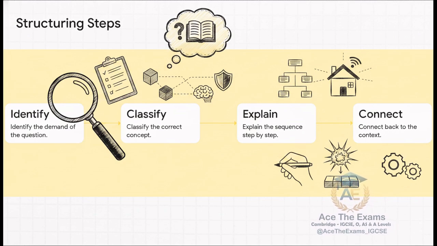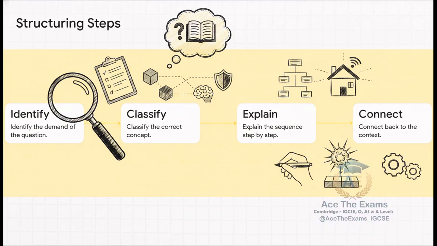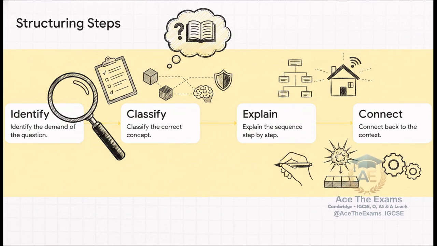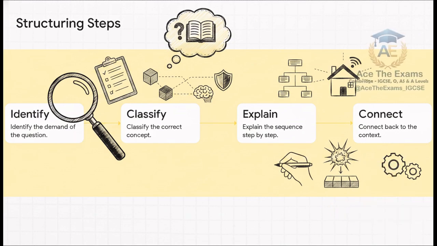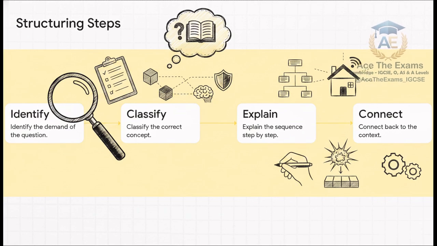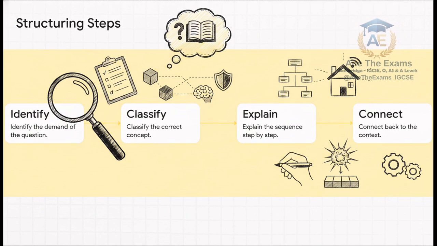All right, let's talk structure. To avoid answering the wrong question like we just discussed, you need strict discipline. We rely on a precise 4-step sequence for constructing logical, undeniably clear answers, rather than just randomly shotgunning memorized facts onto the page. Step 1. Identify the exact demand of the question. Highlight the command word. Is it a state, a describe, an explain, or an evaluate? Each word demands a different depth. Step 2. Classify the correct concept.